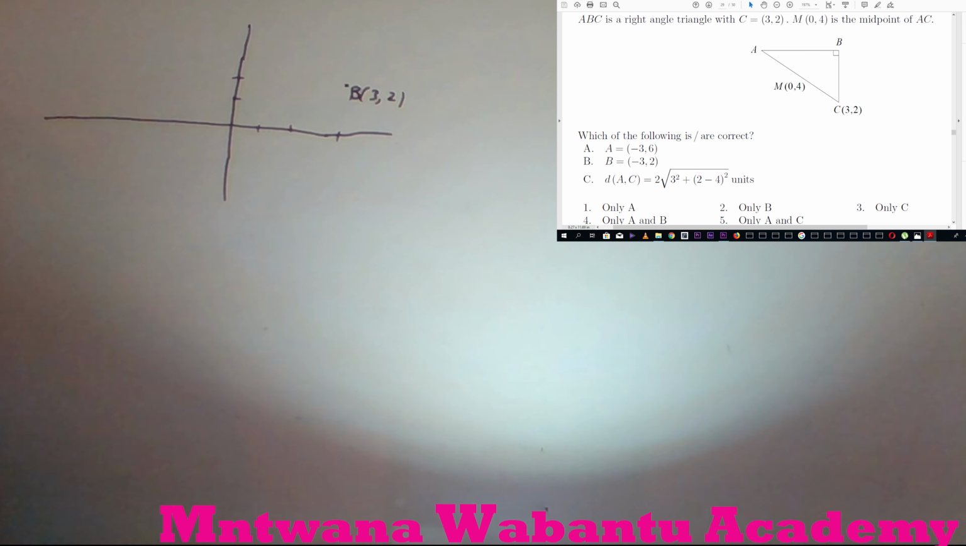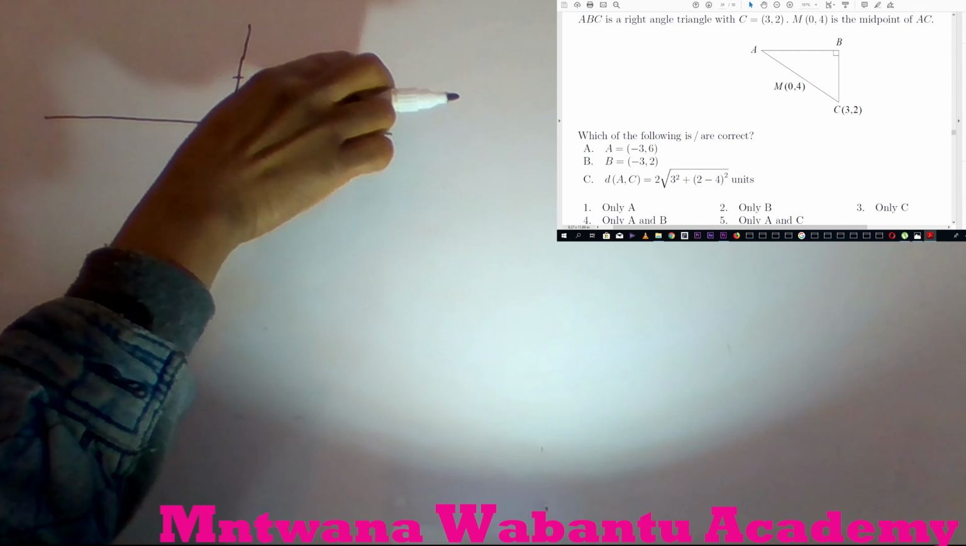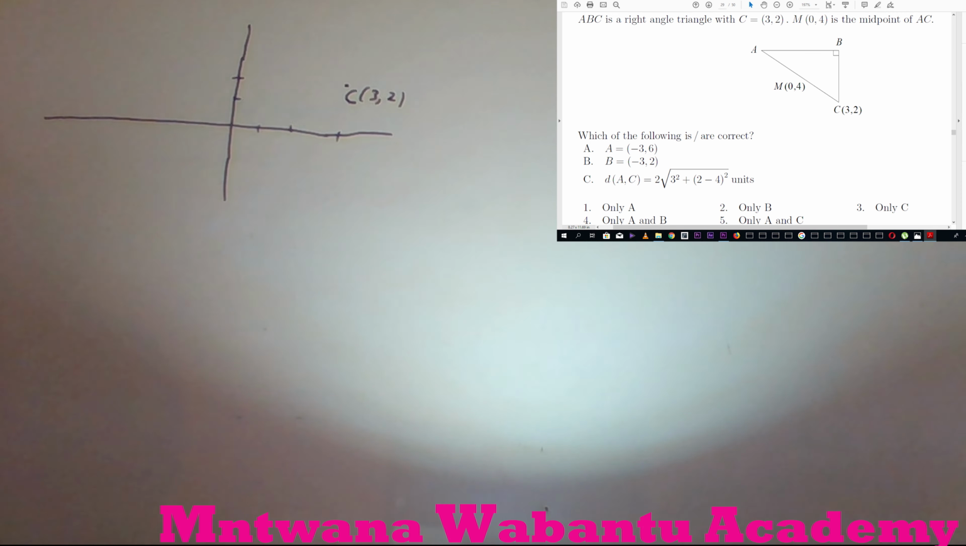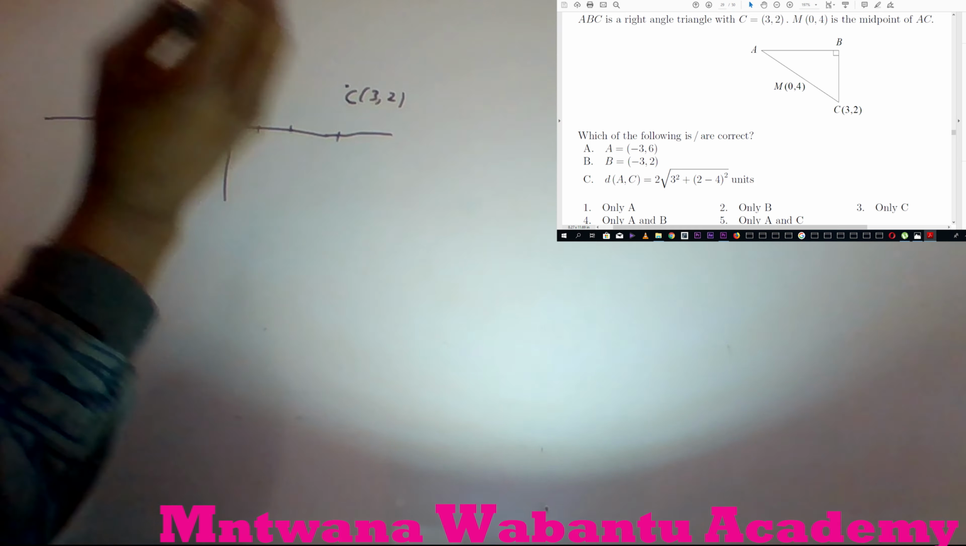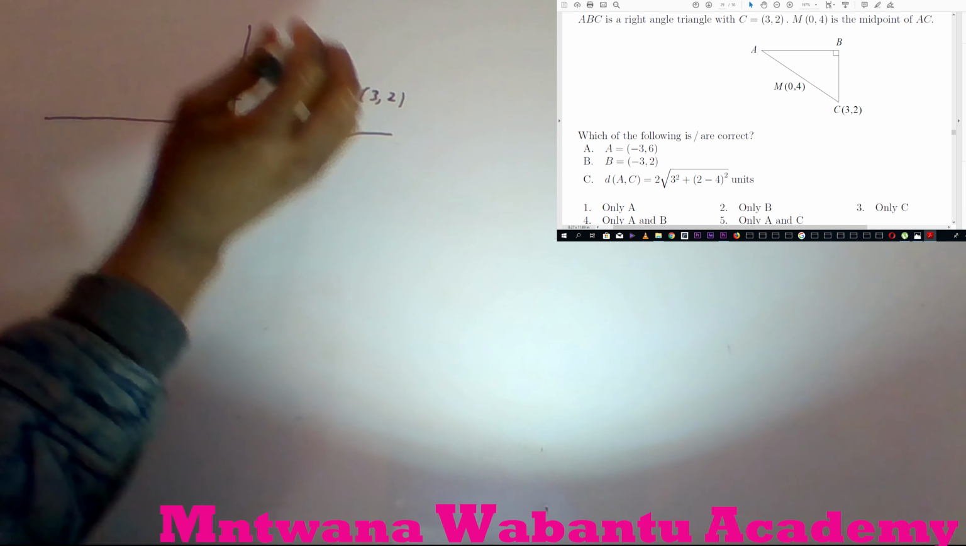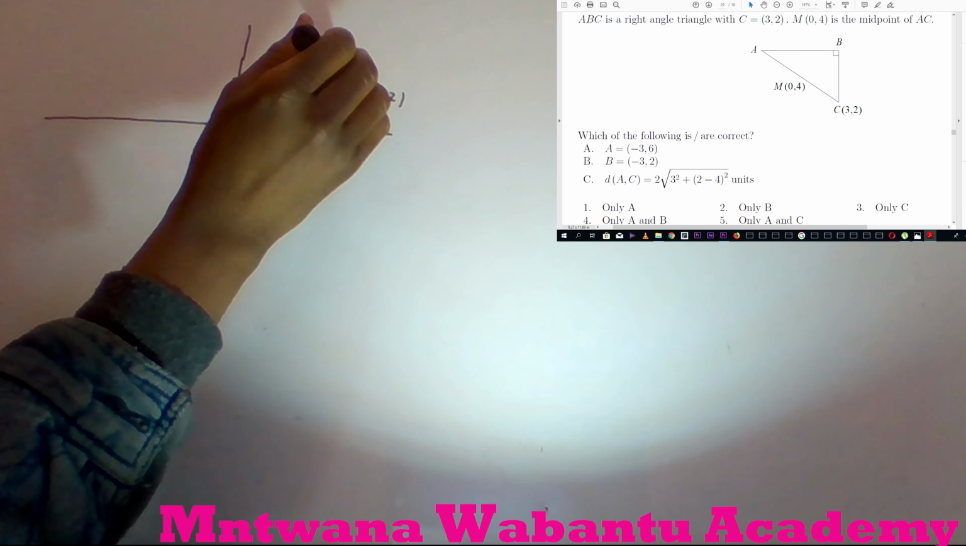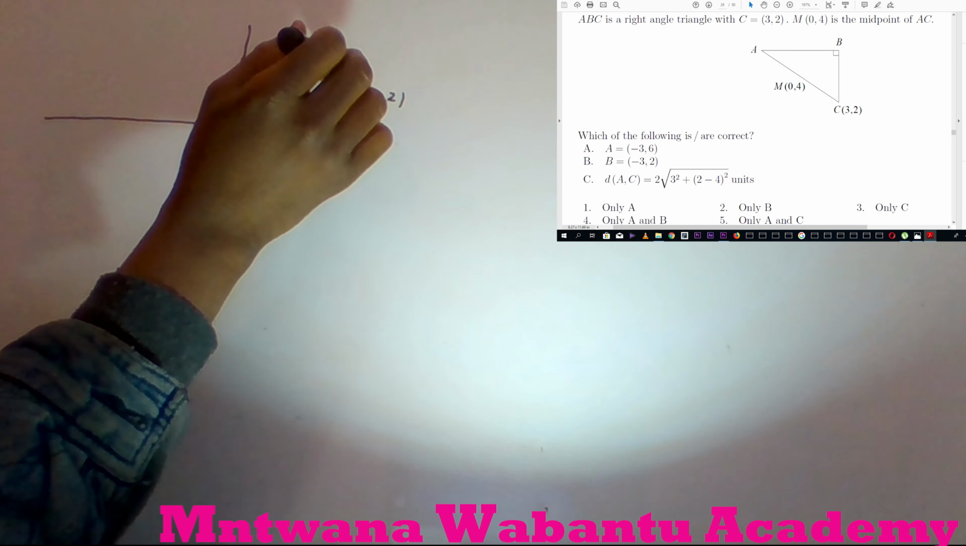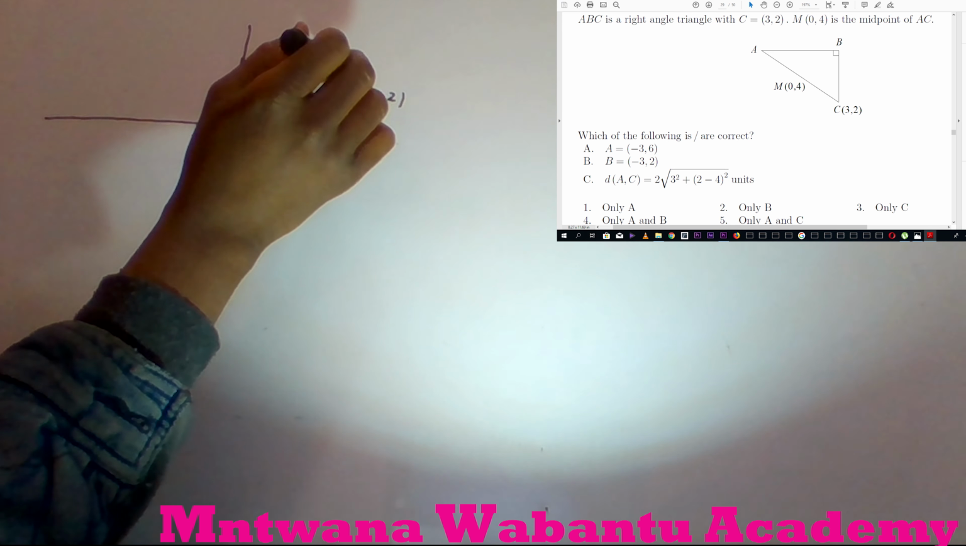Now we go, and then we got C. So C is down. This is C. C is 3 and 2. So this is coordinate C. Now B is somewhere there on top, so we don't know where it is. So C is this one. And they got 0 and 4. X is 0, and Y equal to 4.